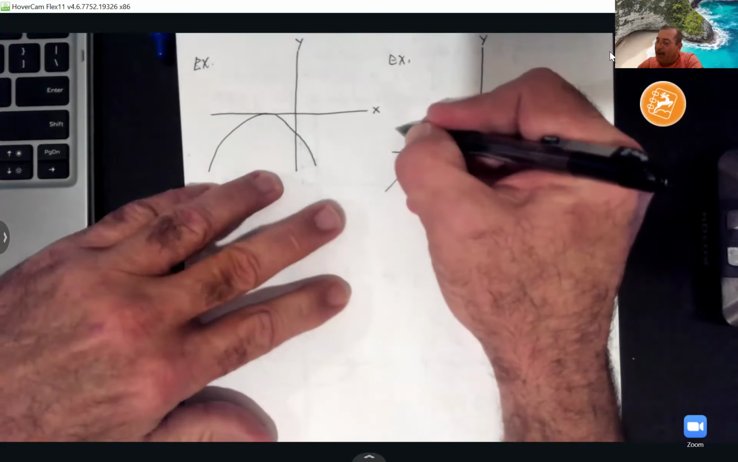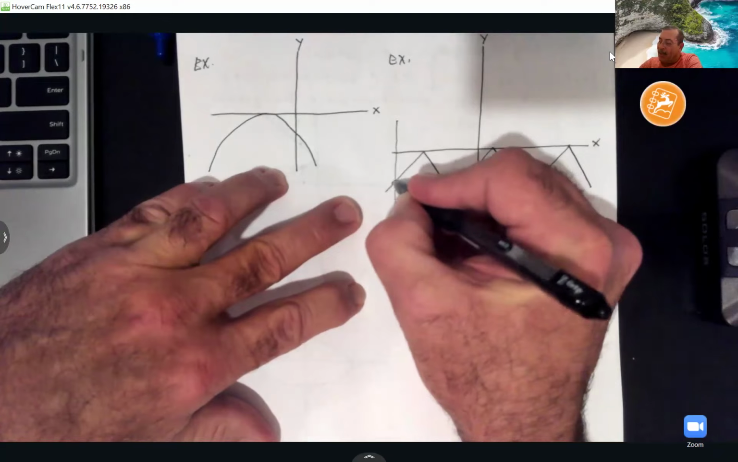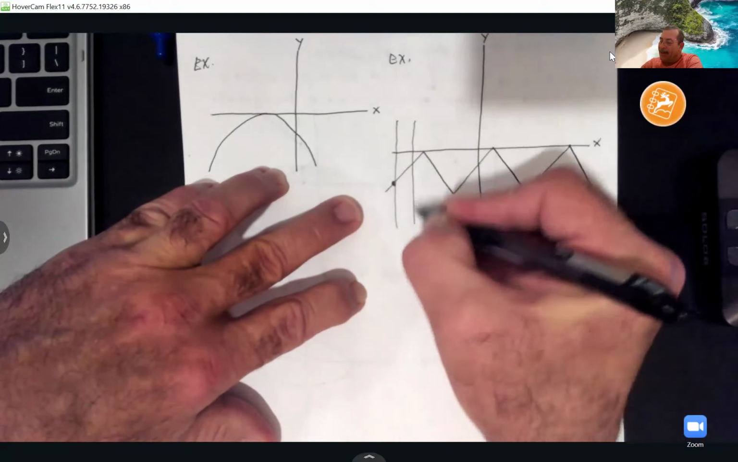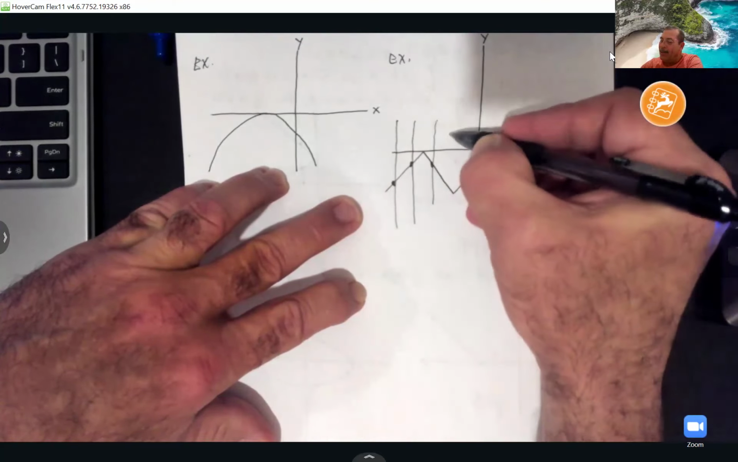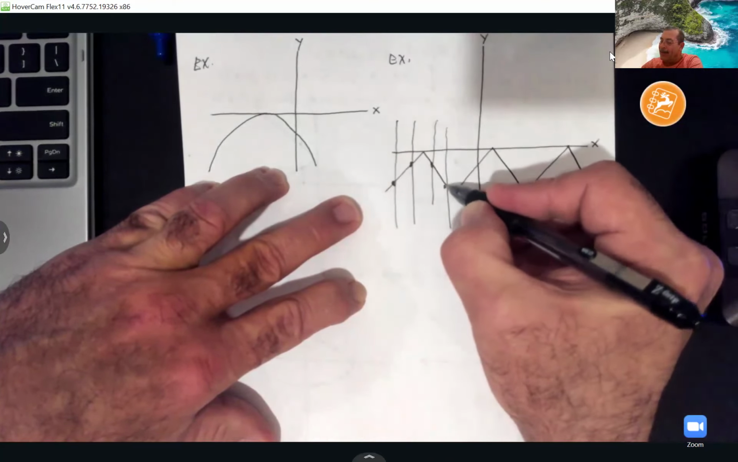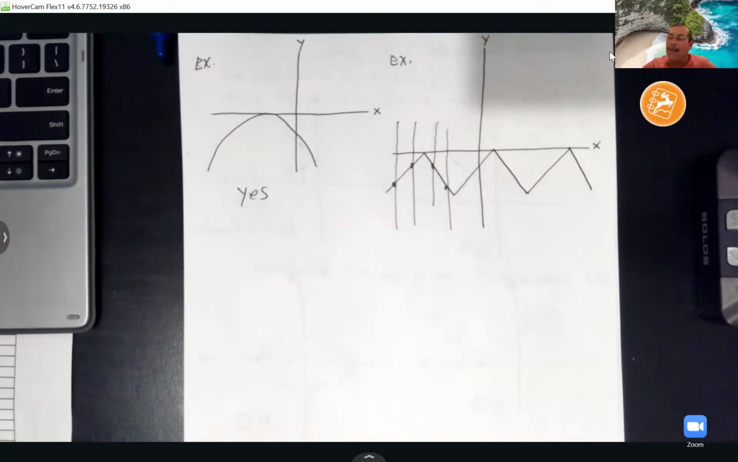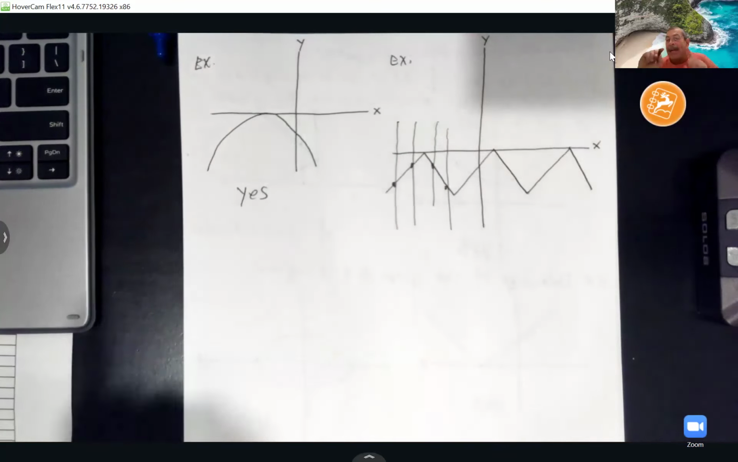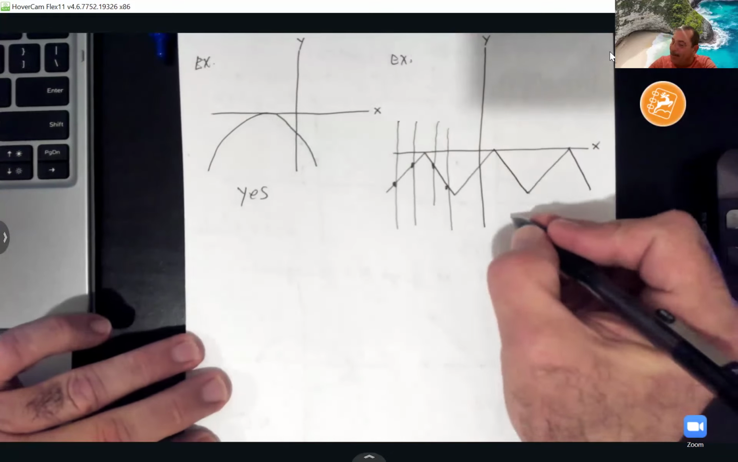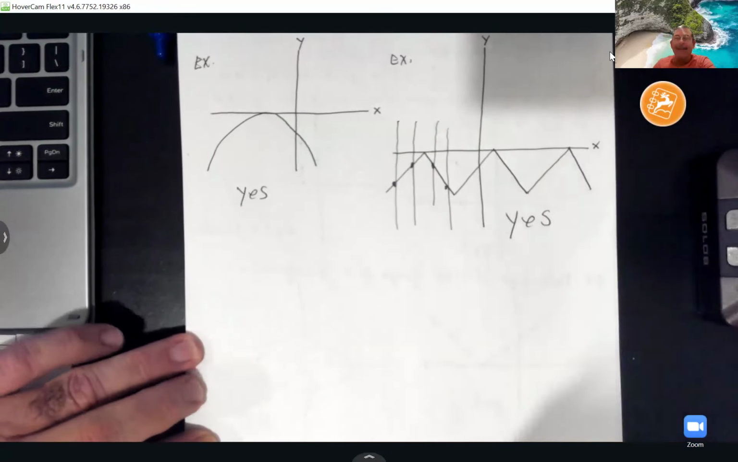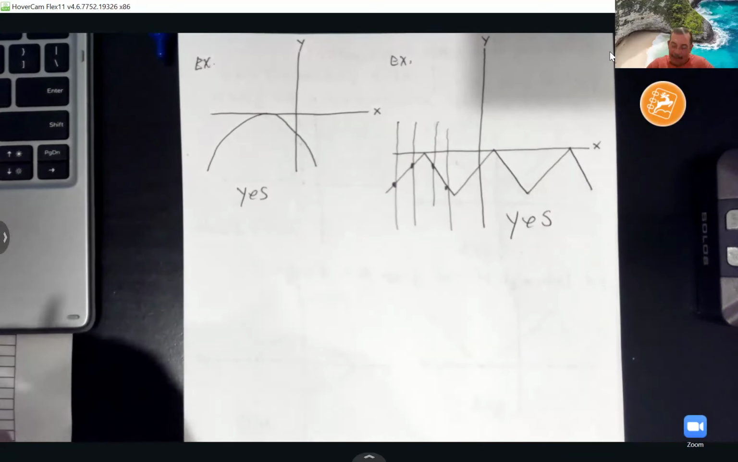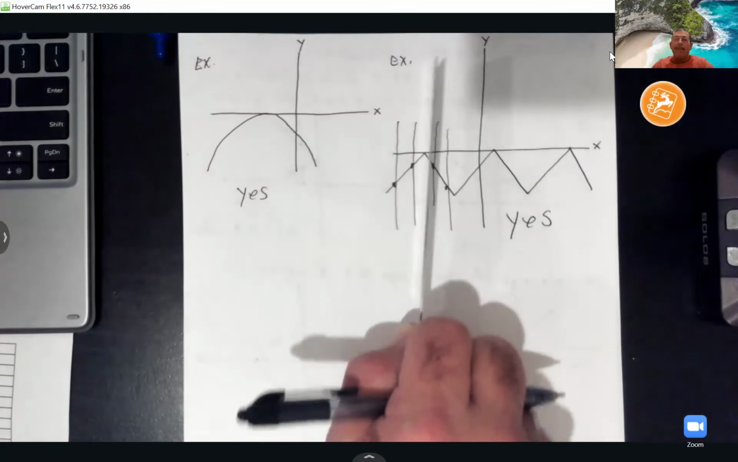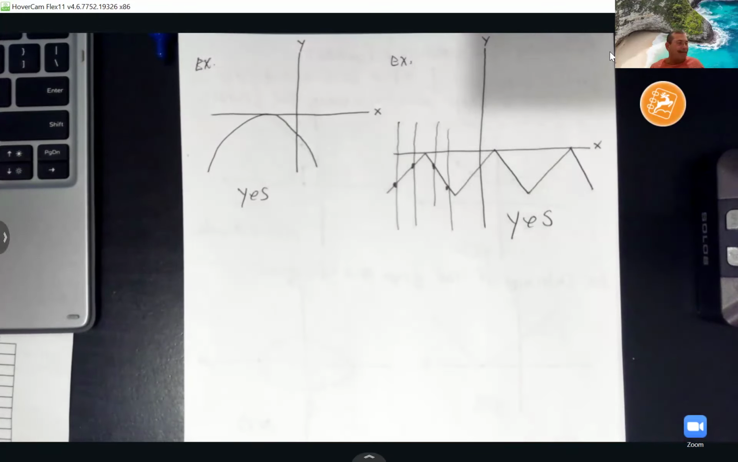So watch these vertical lines. Intersected it once, intersected it once, intersects it once, intersects it once. Looks like pretty much anywhere I draw that vertical line, it's only going to intersect it one time. So y'all, if you said yes, yep. See, they try to throw them funny looking designs at you, but y'all grab you a ruler or a pencil and make vertical lines, okay?